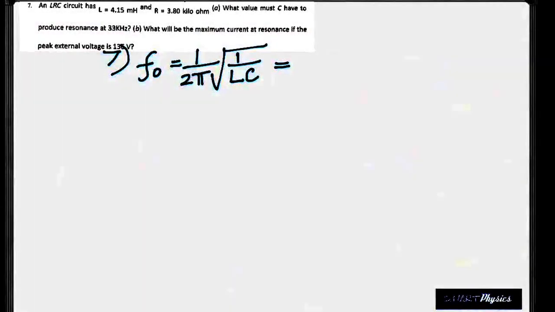You have to be careful when you write that formula. Either write it that way, or it's 1 by 2 pi square root LC in the denominator. Is that clear enough? People make a mistake. So 1 by 2 pi and square root LC must be in the denominator with 2 pi. Either that way or this. Both are the same. Substitute.